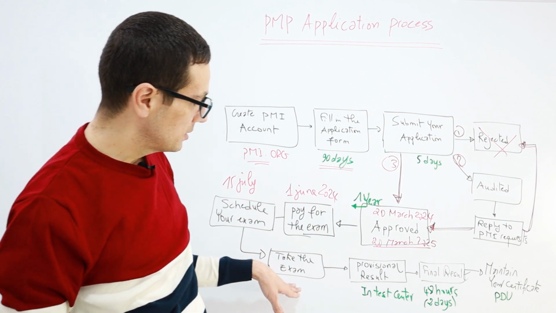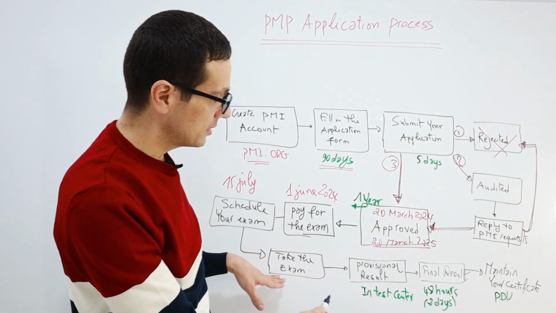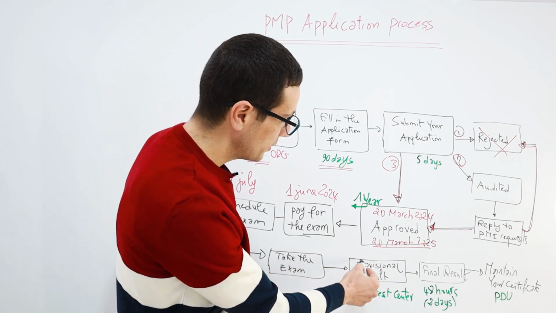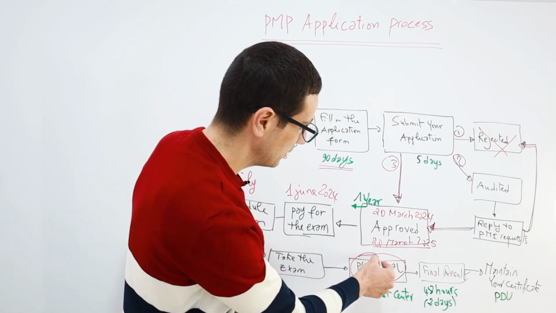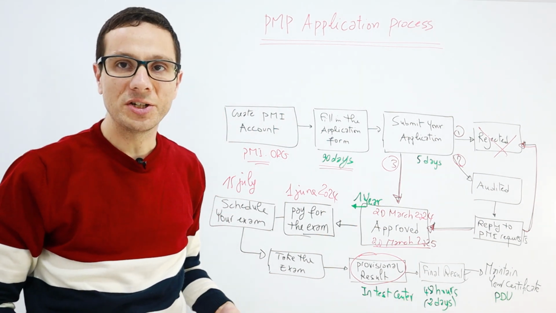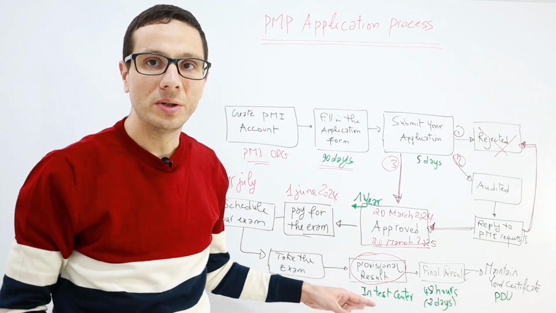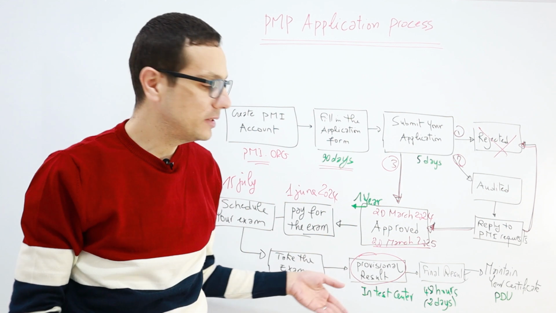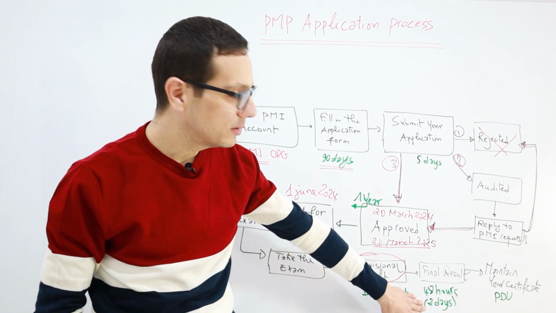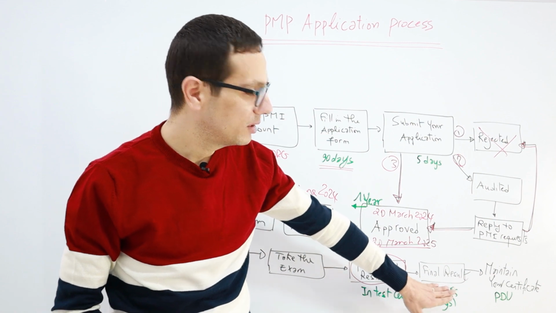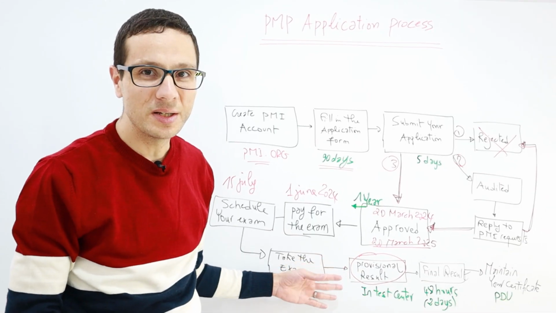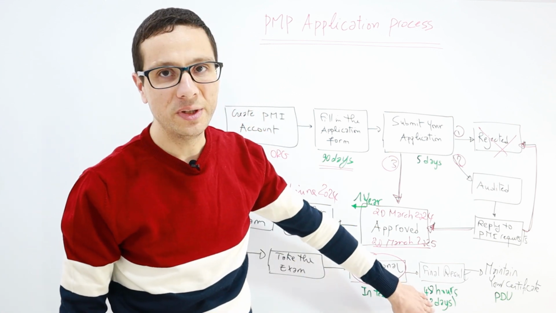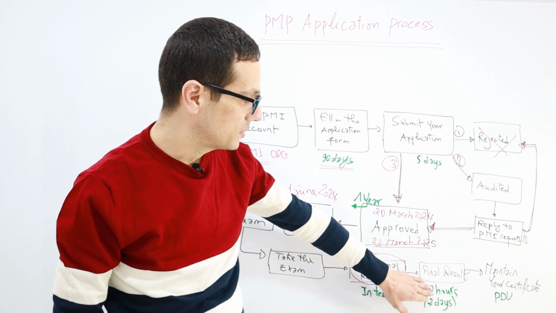Once you take the exam, it could be taken in a test center or online. If you take the exam in a test center, you can have a provisional result just after finishing your exam. You get a score of what you have done, and you get a provisional result whether you passed or failed the exam, and wait 2 days until you get the final result. If you are taking the exam remotely, you will not get a provisional result. You have to wait for 2 days until you get the result.